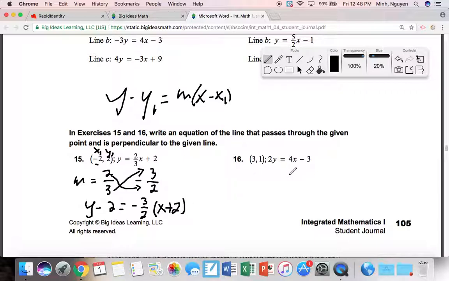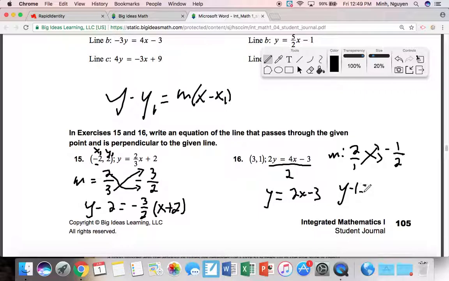And let's see here. Because y is not by itself yet, we actually don't know the slope, so you have to divide everything by 2. Y equals 2x minus 3. M is currently 2. To make it the negative reciprocal, I will turn it into a fraction and make it negative now. So negative 1/2. So y minus 1 equals negative 1/2.